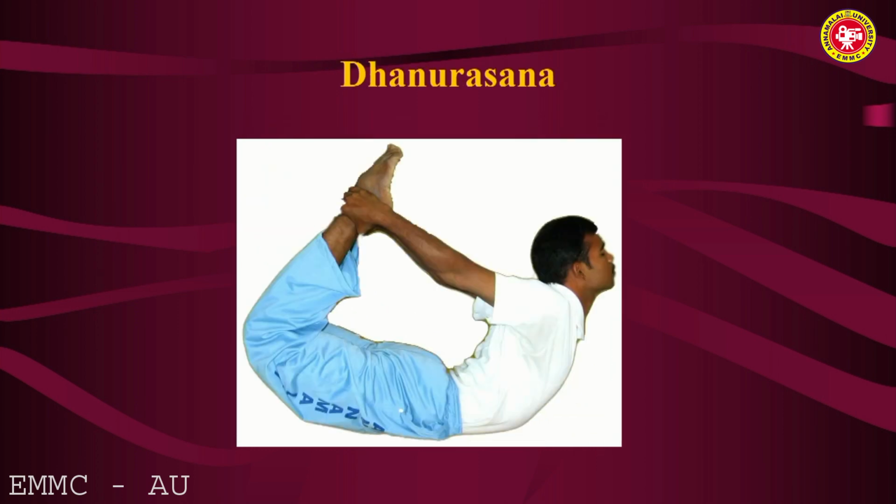Then the next one is called Dhanurasana, the bow posture. The bow posture resembles an arched bow. It strengthens the muscles in the back area mainly. It improves the posture and helps gastrointestinal activities, the pancreas, that is the abdomen area. Abdominal fat is reduced by adopting this posture and it also improves the digestion. It stretches the front portion of the body, which squeezes out the impure blood from the abdominal region by adopting this posture.